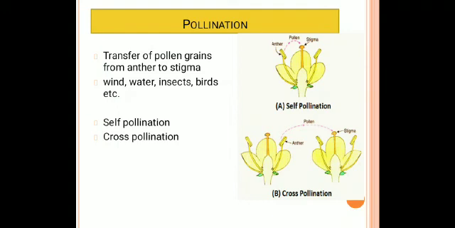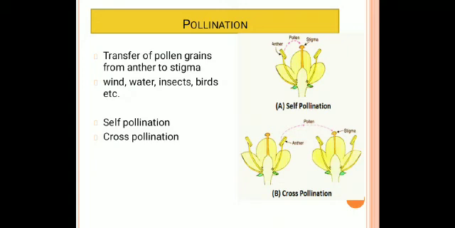What is pollination? Pollination is the transfer of pollen grains from the anther to the stigma. These pollen grains may be transferred from the anther to the stigma of the same flower, or of a different flower on the same plant, or on a different plant.